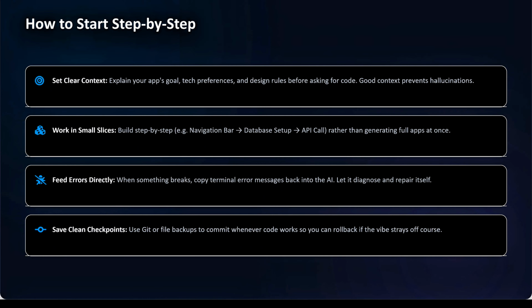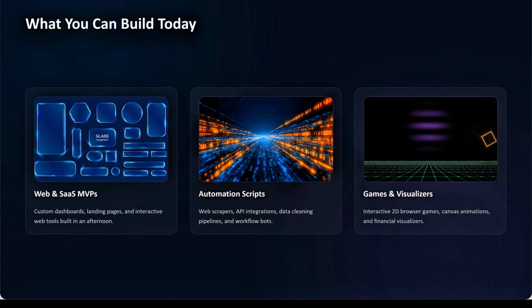And lastly, and one of the most important steps when vibe coding, is to save clean checkpoints. For this, you can use GitHub or backups whenever your code works so that you can roll back in case your prompt strays off your main target course. Saving clean checkpoints is really important so that you can have somewhere to pick back up in case your AI gives you incorrect feedback. So, what can you build with vibe coding?